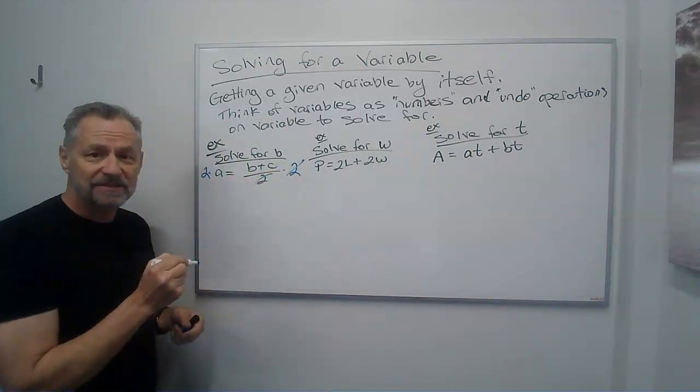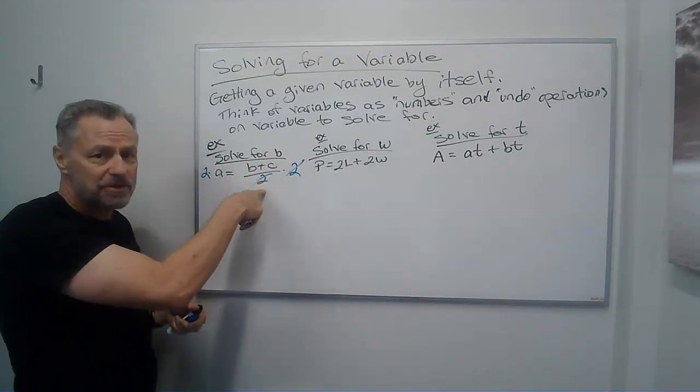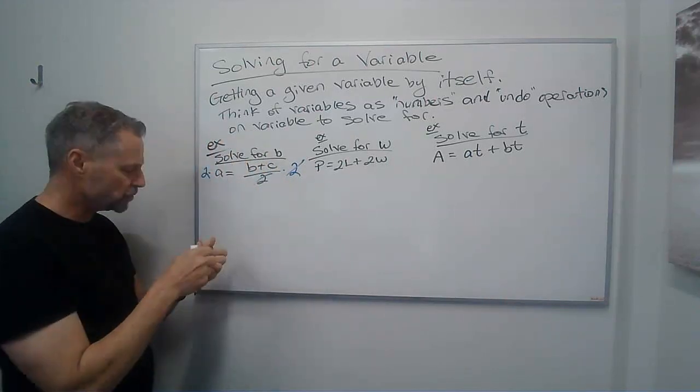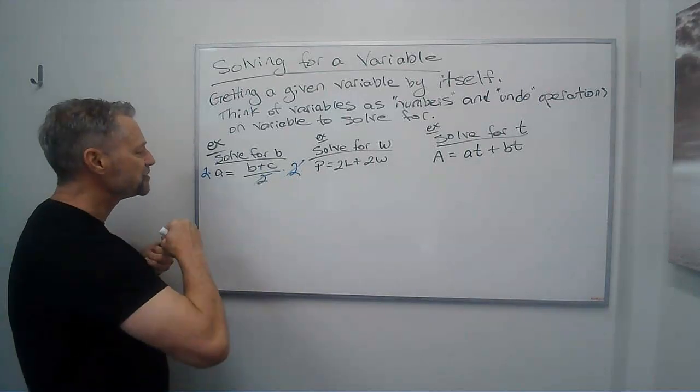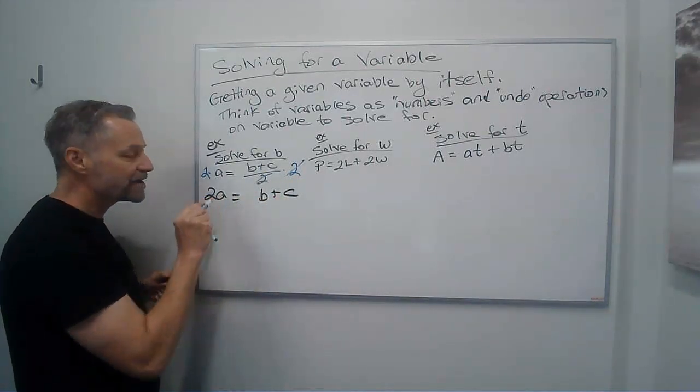These 2's are going to cancel out. There's no 2 to distribute to the b plus c anymore. I cancel it out with the 2 on the bottom. 2 divided by 2 is 1, just leaves me with b plus c on the right-hand side. And now I have 2a on the left-hand side.